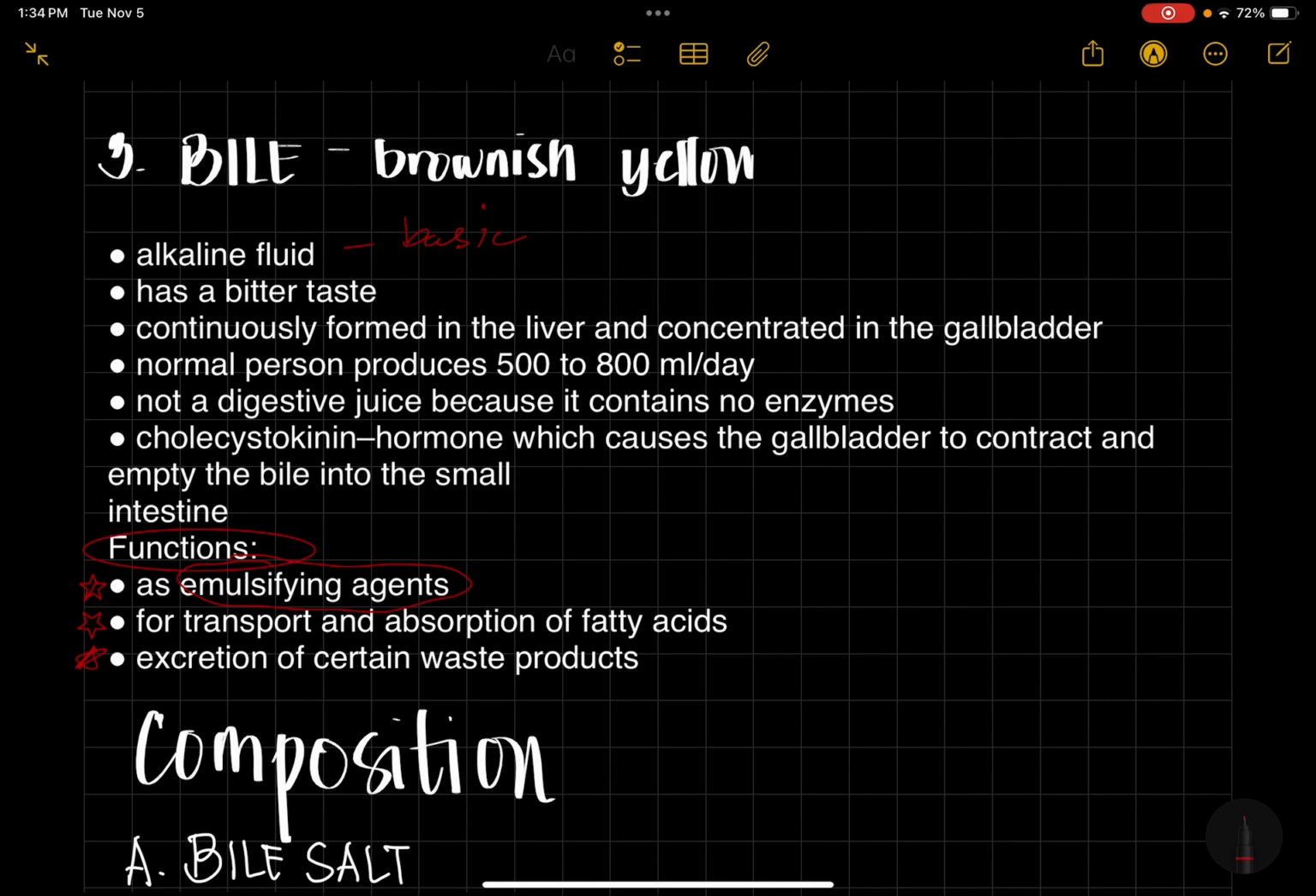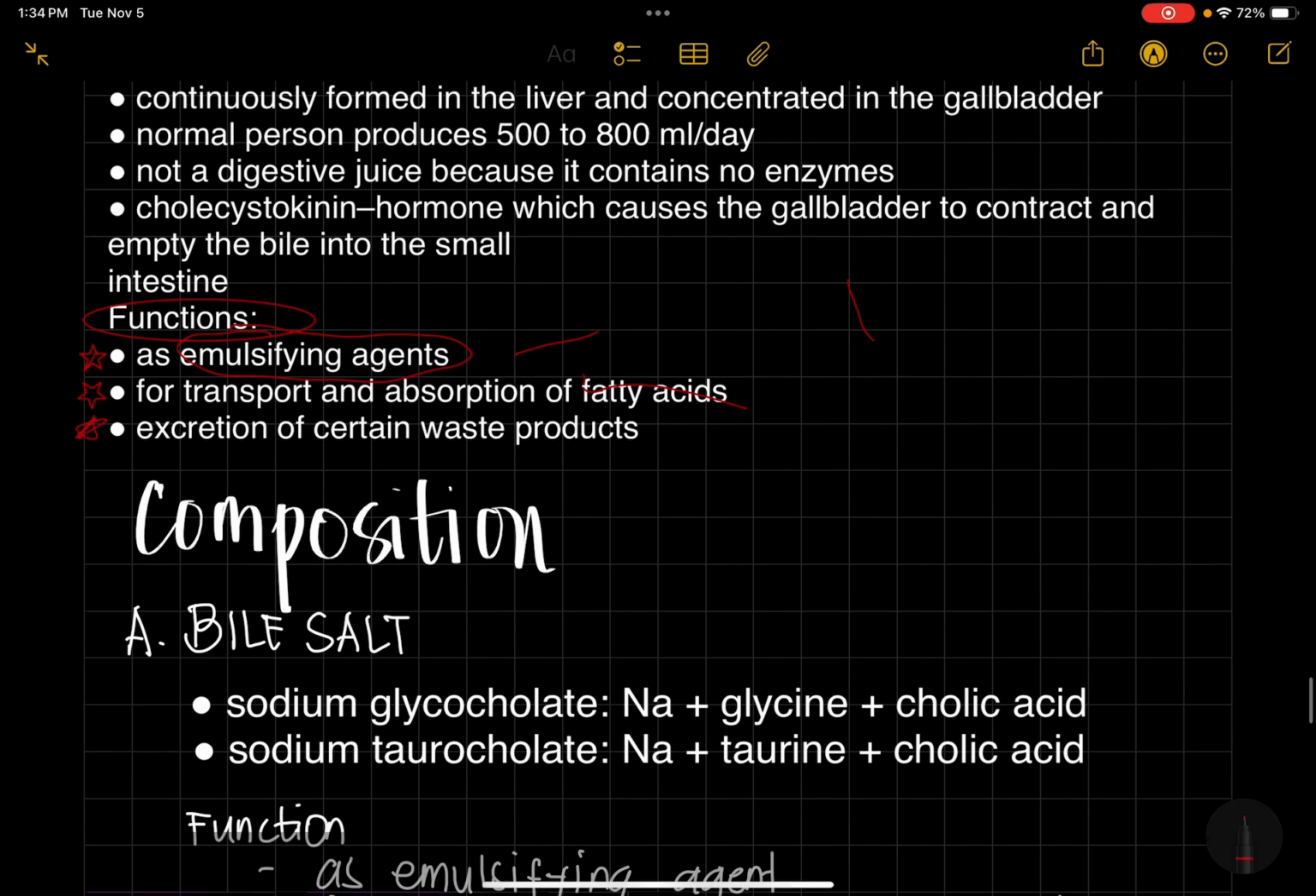Emulsifying agent siya, meaning to be one, no? Ang aton bala nga mga gingkaon, for example, you eat vegetables and then you eat meat. Paano na siya nga as one para mas mayong ang pagdigest? It has to be emulsified, and when you have to emulsify it, you need a bile for transport and absorption of fatty acid, secretion of certain waste products.